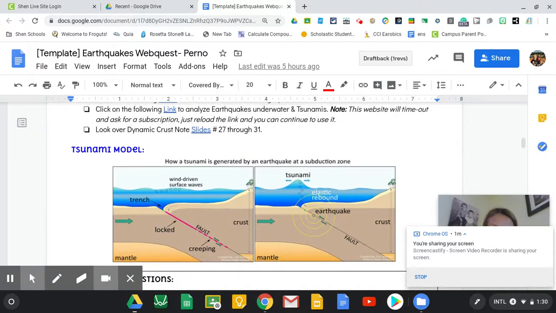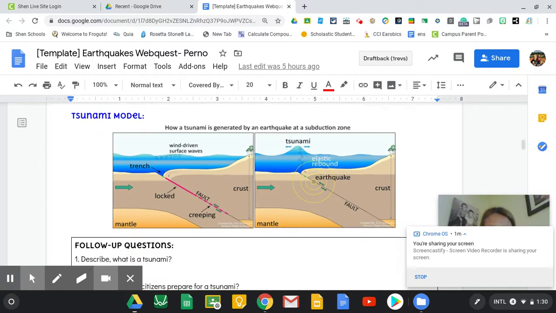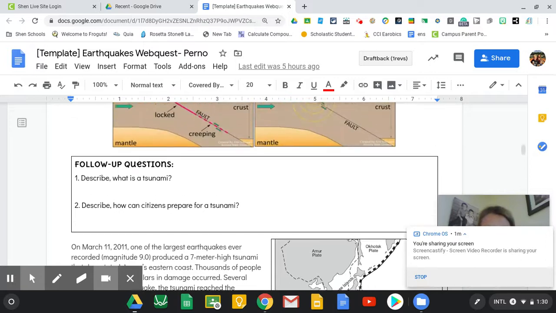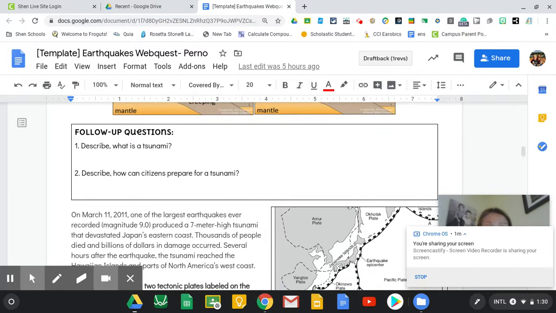So you'll go ahead and read what a tsunami is. A tsunami is not a weather-related natural disaster. You'll read what a tsunami is, what happens, and what citizens can do to prepare.